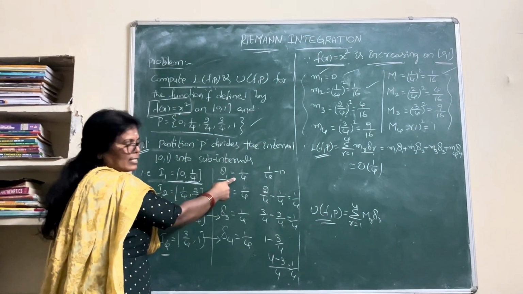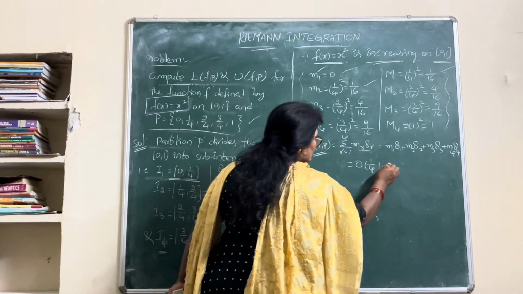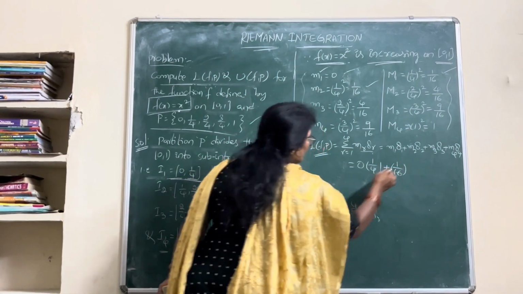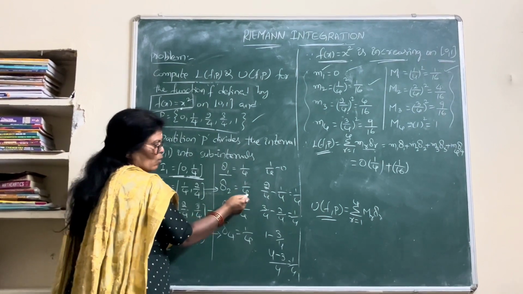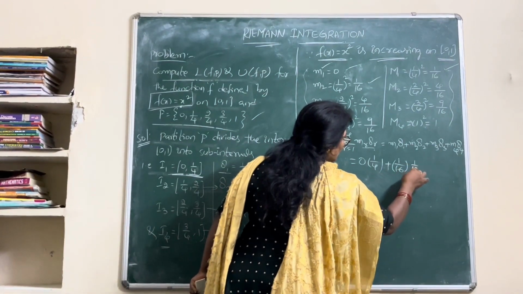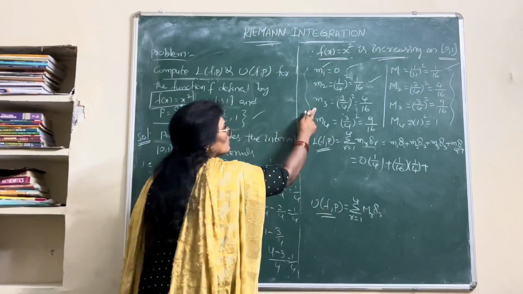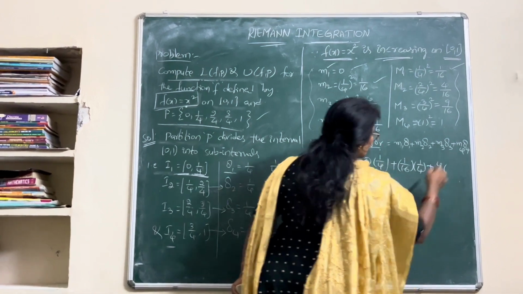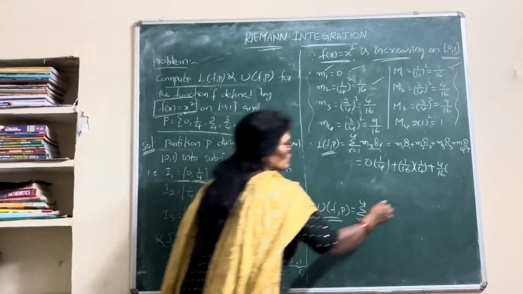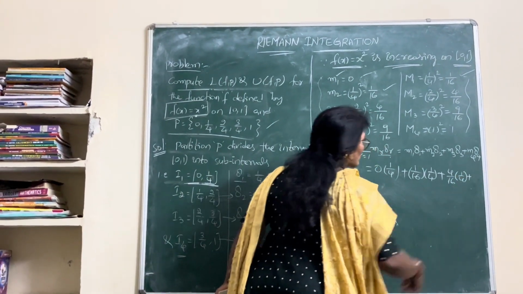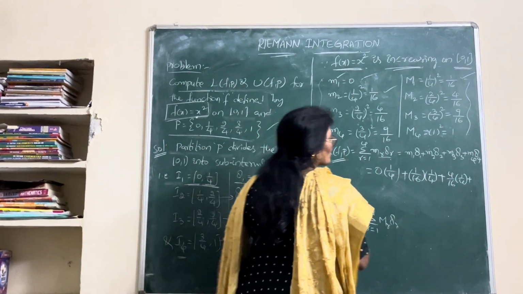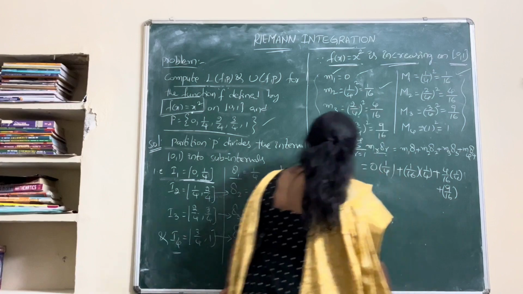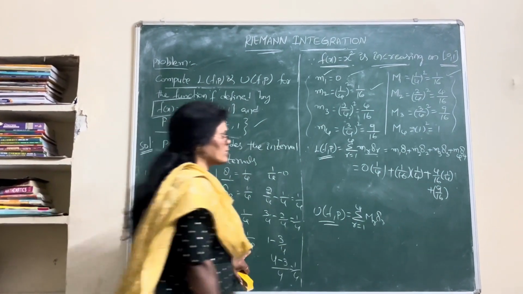Delta 1 is 1 by 4, plus small m2 value is 1 by 16, and delta 2 is 1 by 4. Substitute here. Small m3 is 4 by 16 into delta 3 is 1 by 4, plus small m4 is nothing but 9 by 16 into delta 4 is also 1 by 4.